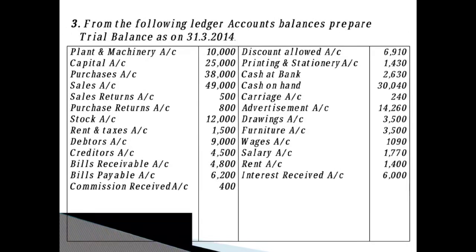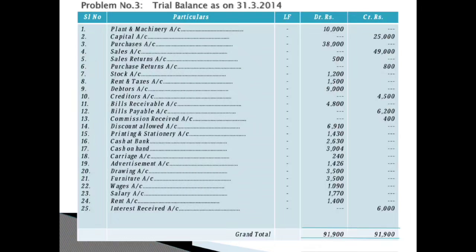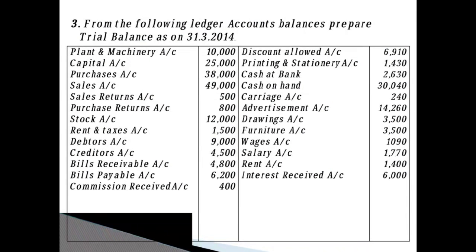So whatever printing and stationery, it is an expense which shows us debit balance definitely. So you are going to record in a debit column. See 15th one, printing and stationery account 1,430 rupees, which we have recorded in a debit column because it shows debit balance for us.